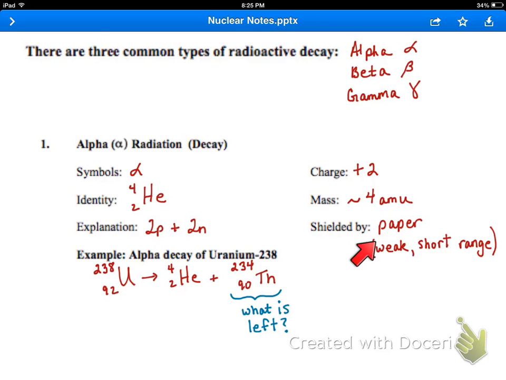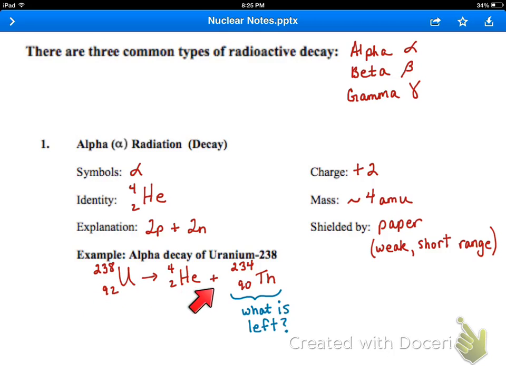It is very, very weak radiation. It can be blocked by paper. It's so weak, very short range, safe radiation. It's everywhere, and it doesn't really cause any damage. So here's how we write a reaction for alpha decay.